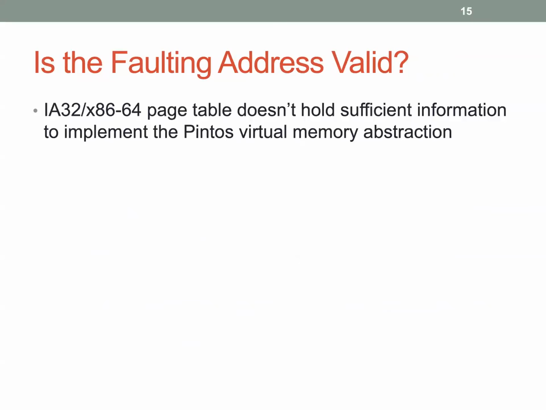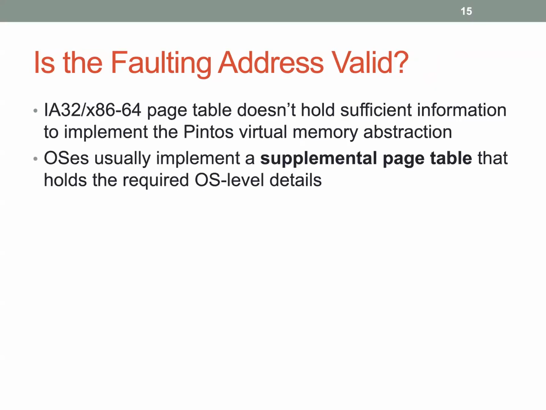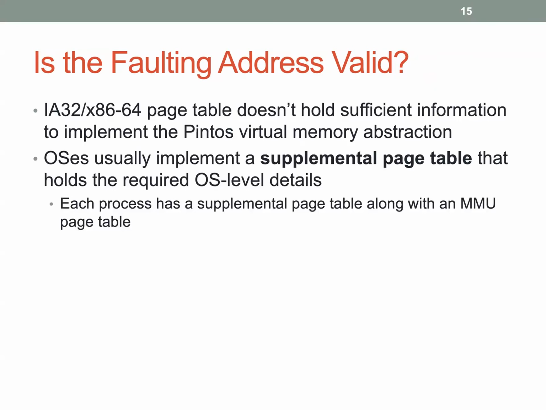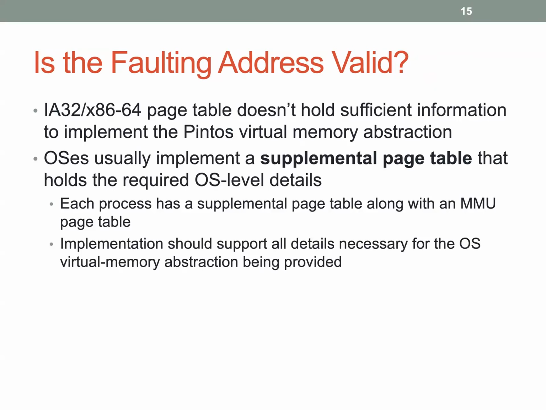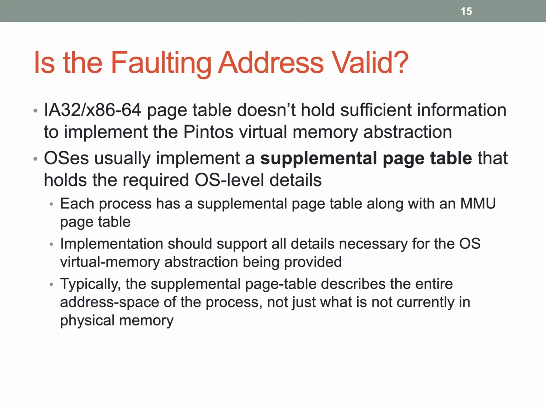The page table, the page directory information used by the processor's MMU, simply doesn't contain sufficient information to implement the Pintos virtual memory. And so this is why you need a supplemental page table to build this virtual memory abstraction. What this means is that every process is going to have a supplemental page table along with the page directory that's set up and used by the MMU, or for the MMU, I should say. The MMU doesn't set it up, it just references it. And so you need to think about all the details that are necessary for the OS to do the magic that it's supposed to do.